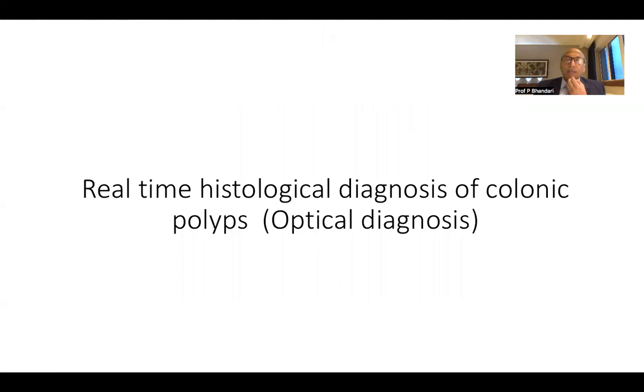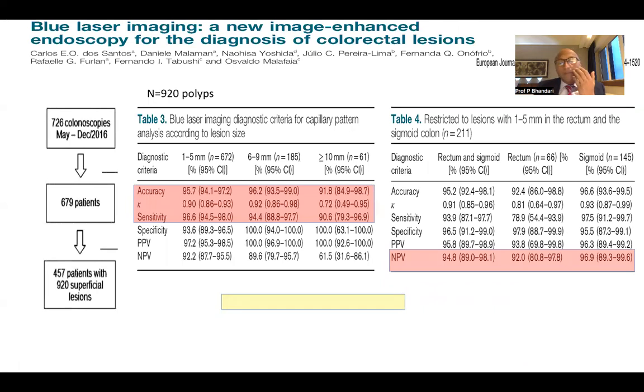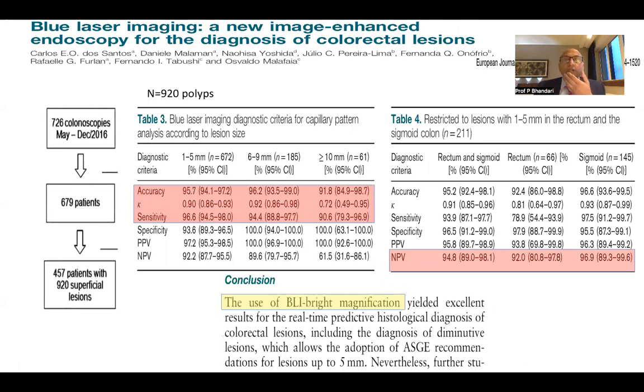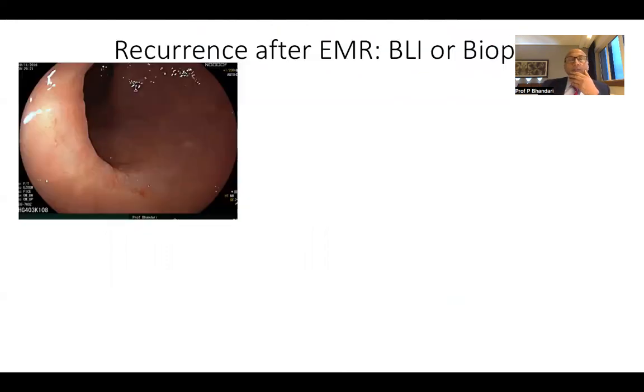Coming to colon and making a real-time histological diagnosis with imaging technology, what we call optical diagnosis. It is possible, and there is a lot of data which supports with BLI, with NBI, that you can make histological prediction as good as pathology. You can see all this data. You can meet the PIVI criteria as well, which was set by ASGE, to see if you can meet those, then you can abandon taking histology. So studies coming from expert centers with various different technologies show that imaging can help you do that.